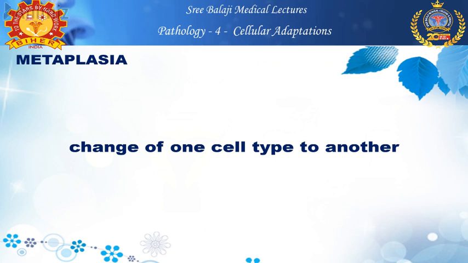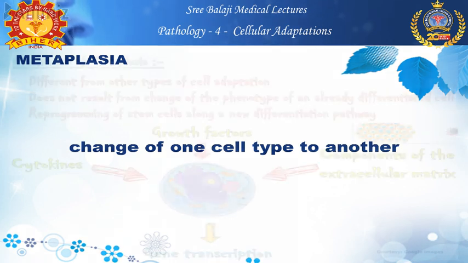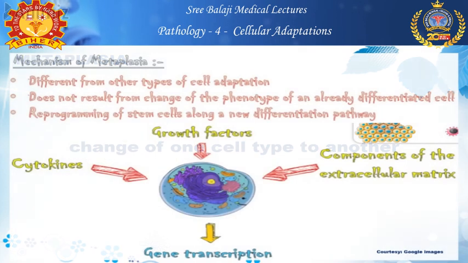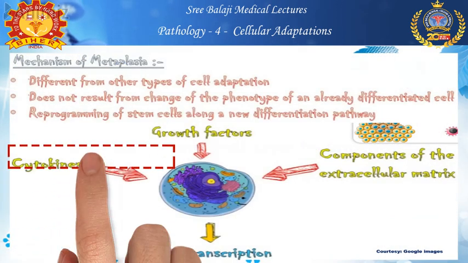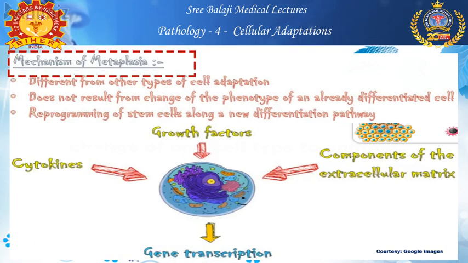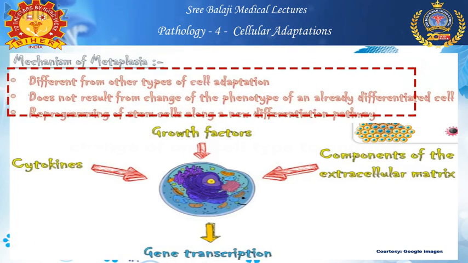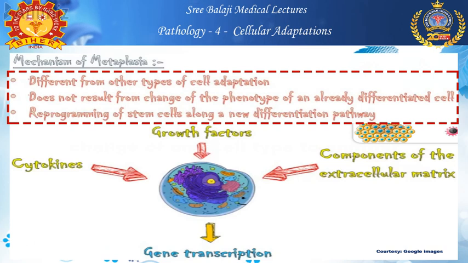Now the next cellular adaptation is metaplasia. In this, there is a change of one cell type to another. In the first three, there is control in the cell change. But here, there are no mutations or cell divisions, but there is a change of one cell type to the other. The major mechanism of metaplasia is different from the other types of cell adaptations I've already told, but it does not result from a change of phenotype of an already differentiated cell.